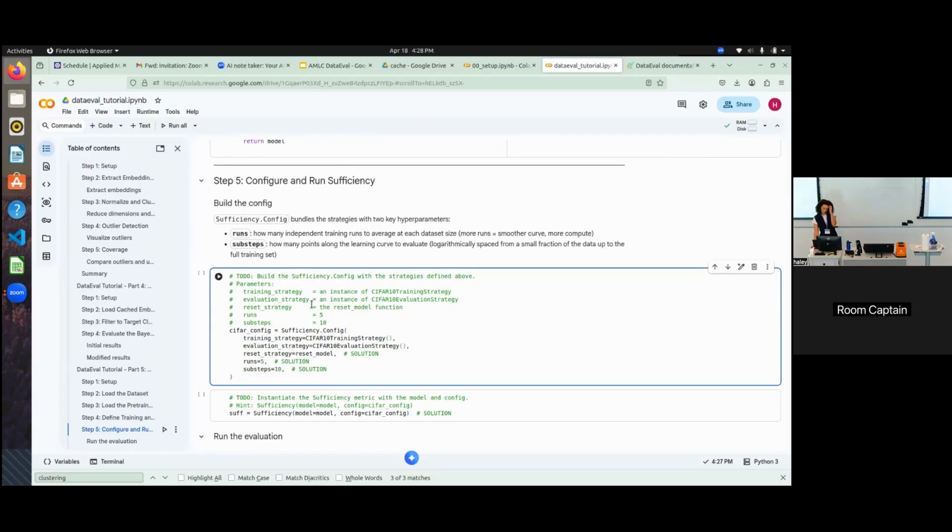The sufficiency configuration bundles the different strategies with two hyperparameters of interest. So you can have the runs, how many independent training runs to average at each data set size. And then your sub-steps, how many points along the learning curve to evaluate. And these are logarithmically spaced from a small fraction of the data up to the full training set.